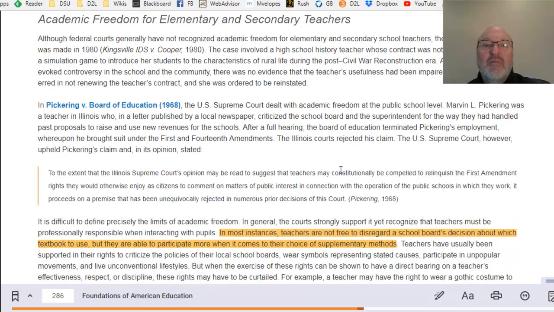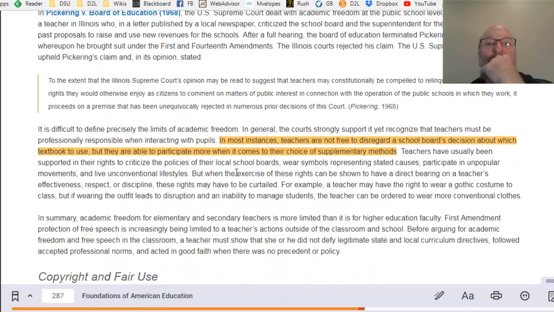This case dealt with academic freedom at a public school event. Pickering was a teacher in Illinois who, in a letter published in a local newspaper, criticized the school board and superintendent for the way they handled a past proposal to raise and use new revenues for the school. After a full hearing, the board of education terminated his employment, whereupon he brought suit. The Illinois court rejected his claim. The U.S. Supreme Court, however, upheld Pickering's claim and said that he shouldn't have been fired.